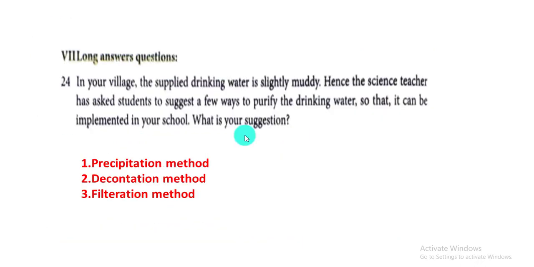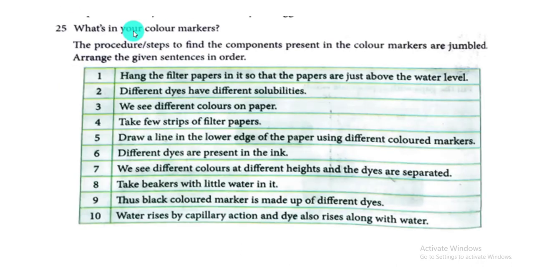In your village, the supplied drinking water is slightly muddy. Hence, the science teacher asked the students to suggest a few ways to purify the drinking water so that it can be implemented in your school. What is our suggestion? You can use precipitation method, decantation method, and filtration method.